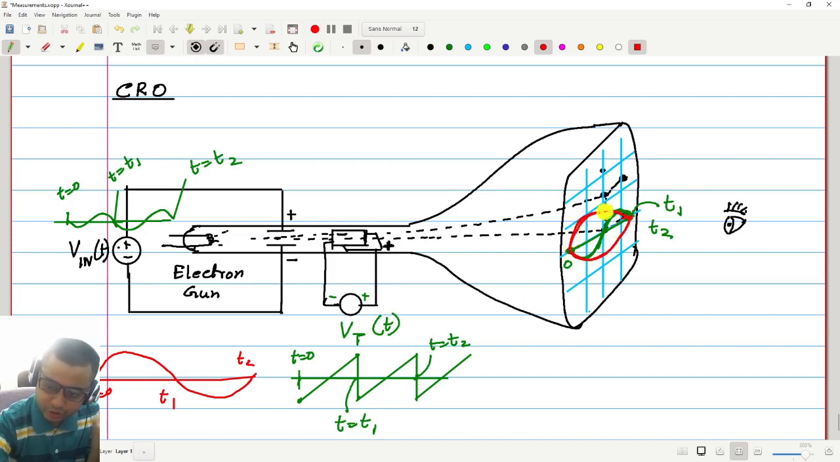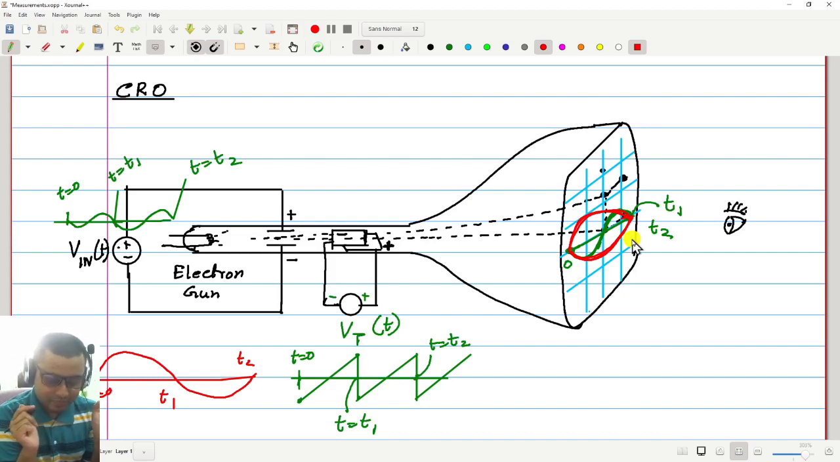So on the screen, we will see both these lines together. Sir, in the display of the oscilloscope, I think we can tune the frequency of VT, the voltage across the horizontal plates, and actually change the time scale of the display. Right. So yeah, I will come to that.